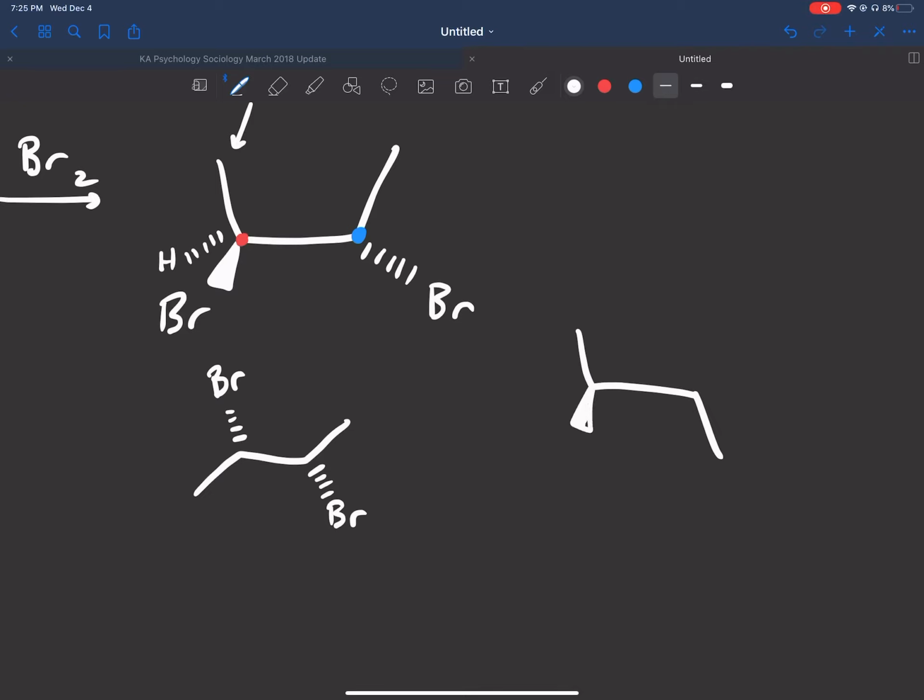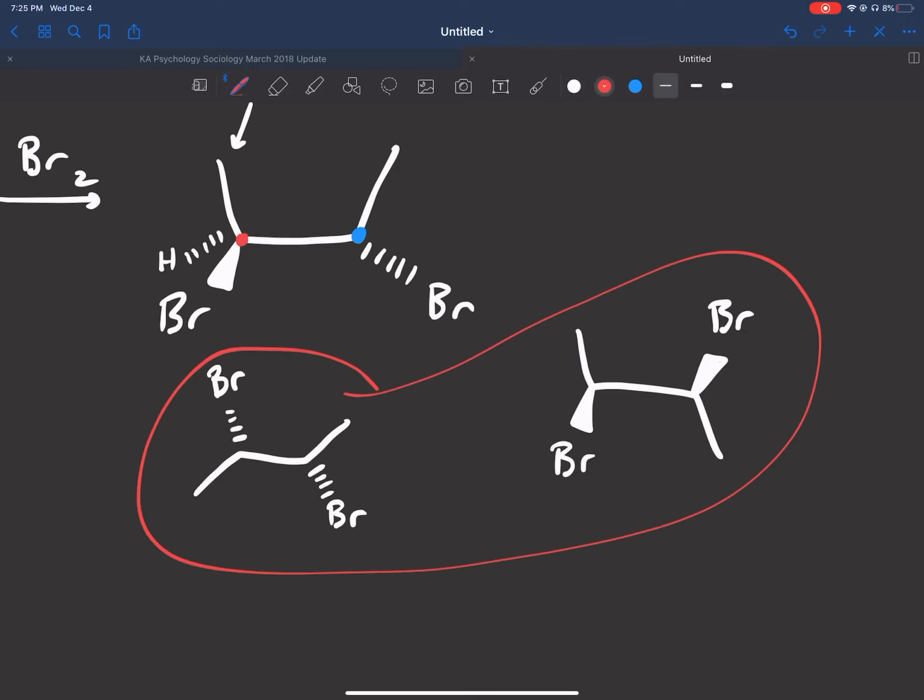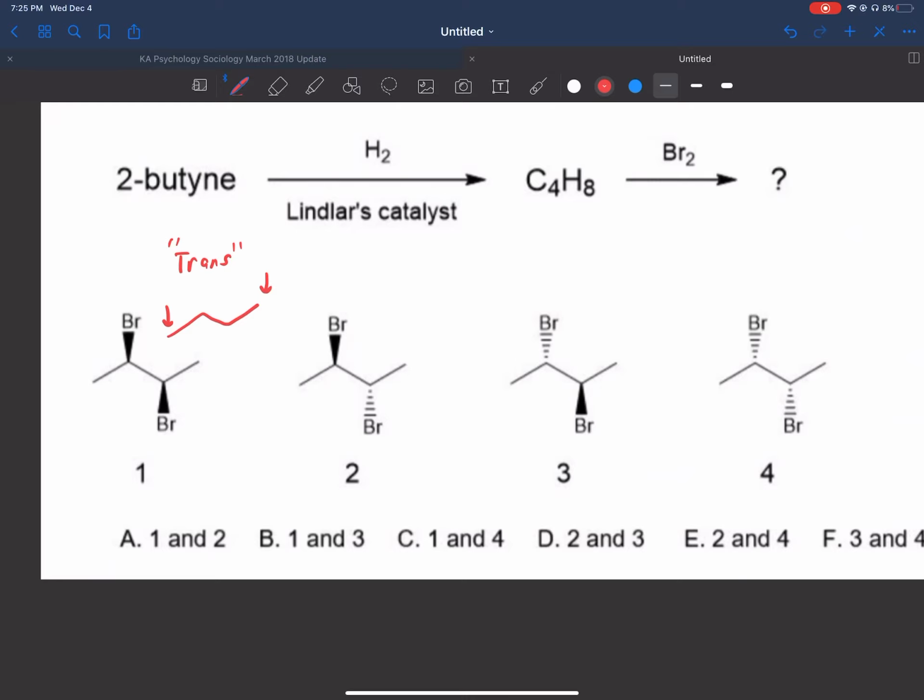Keep the one in red the same. And now we're going to have that Br wedged. So both of them, our two products here, are going to look at this. Now this is in reality the same compound. You can just flip it to give you the other one. And so we're going to get two products here. In our answer choice, it's going to be choice 1 and 4.